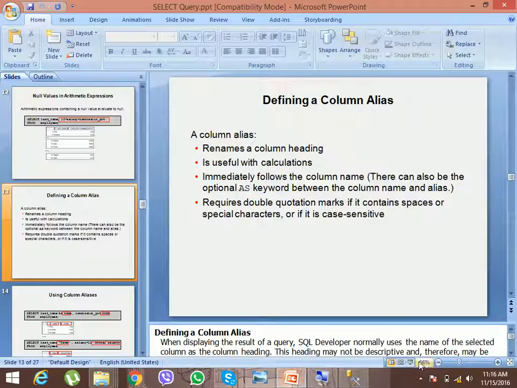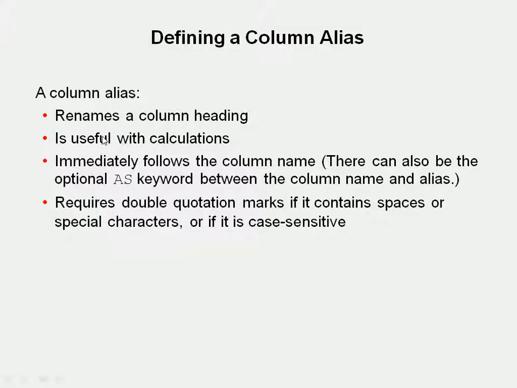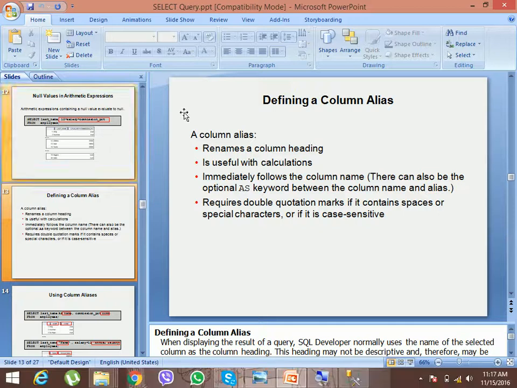So what are the rules for the column alias? First of all, what is the definition? The column aliases are the heading of the calculated columns. It is useful with calculations. When you create a column by calculating two columns or any result, that alias name will be used for that column. It immediately follows the column name. There can also be the optional AS keyword between the column name and alias. It means that using AS is optional.